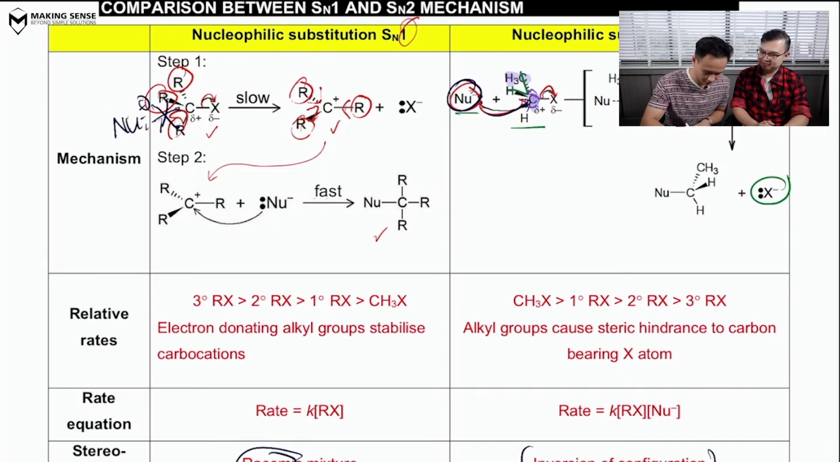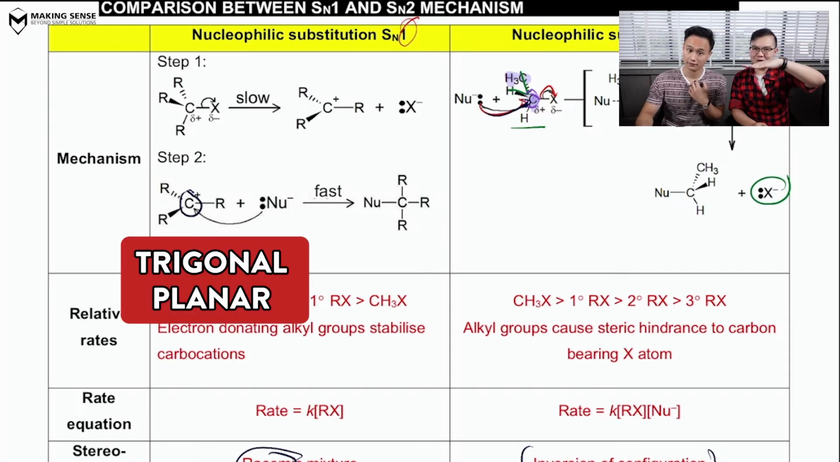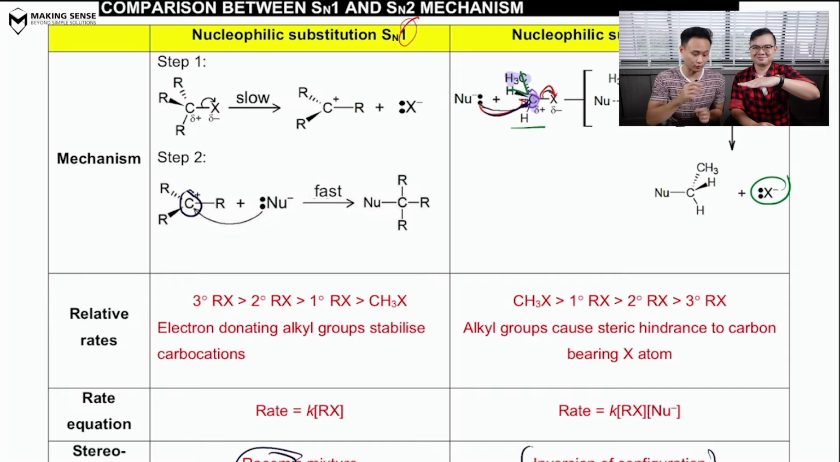It is this. I want you to focus on the carbon in the tertiary carbocation here. Circle it up for me. Notice that the carbon has 3 bond pairs, 0 lone pairs. What shape is this? It will be trigonal planar, which is flat. It's completely flat, which means a nucleophile can attack from the top or from the bottom.